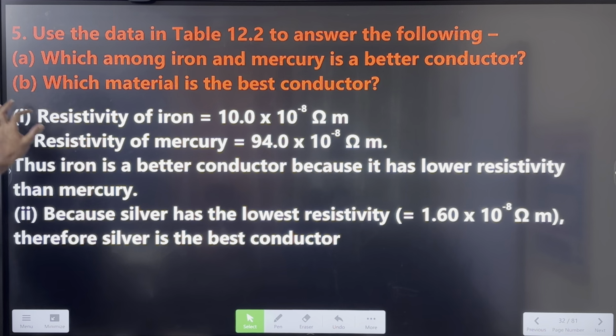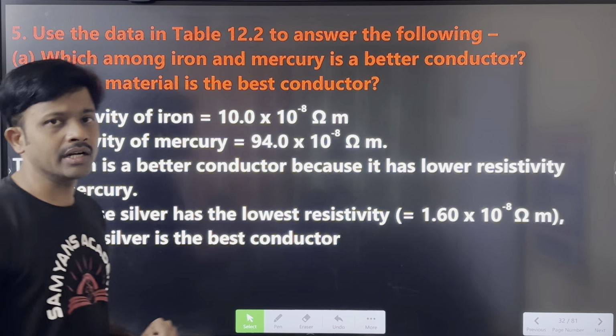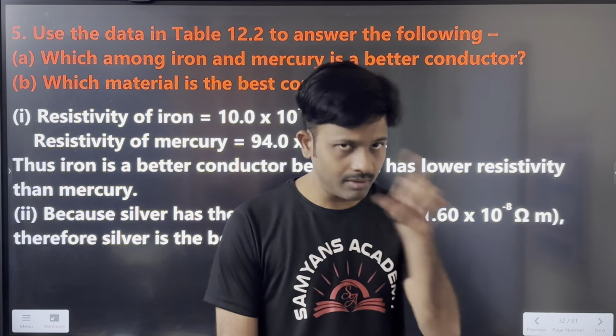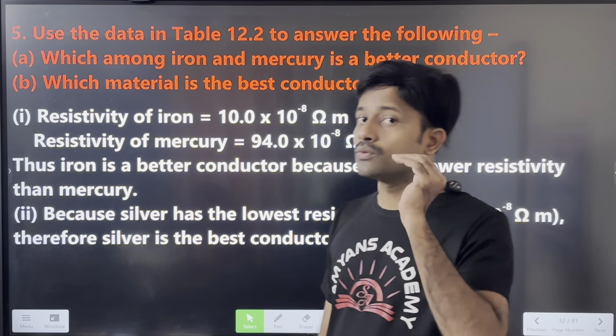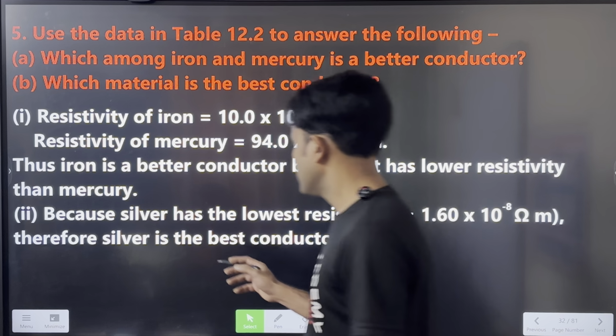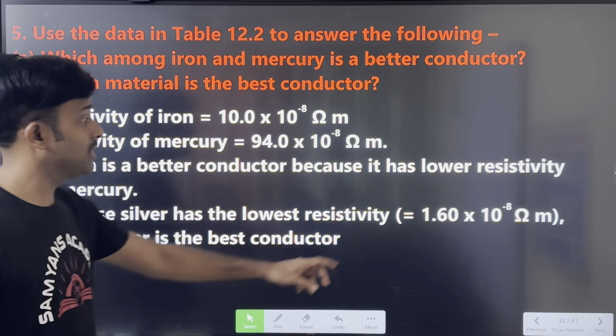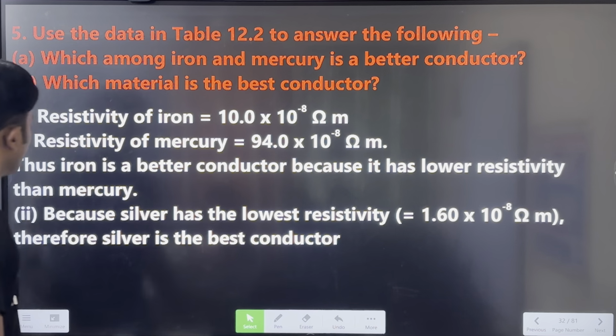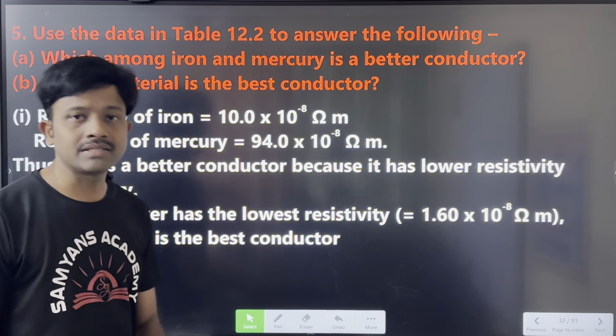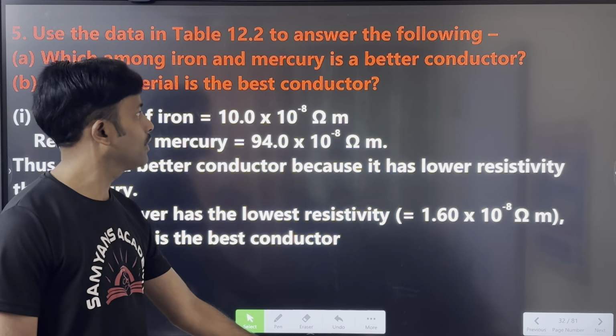Now, they have asked which material is the best conductor. Already we discussed, among all given metals, silver has the low resistivity value. It acts as a good conductor. Now you see silver. Silver has the low resistivity value. How much is it? 1.6 into 10 power minus 8 ohm meter. Therefore, silver is the best conductor. Is it clear, everyone? Okay.